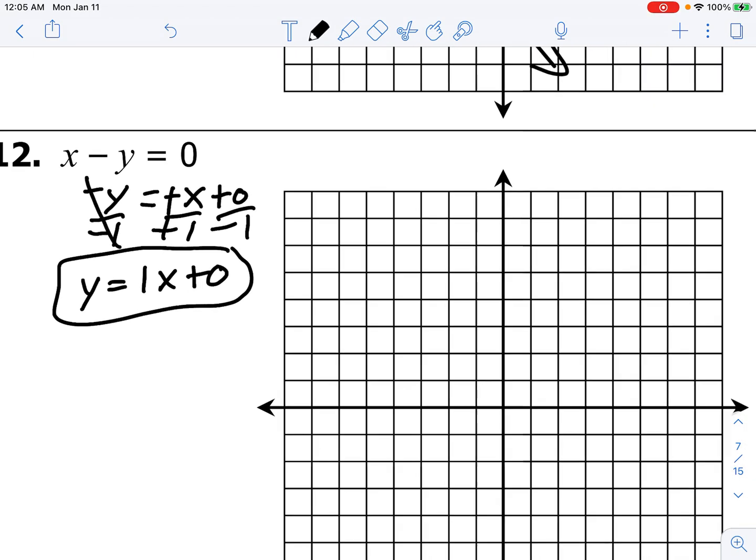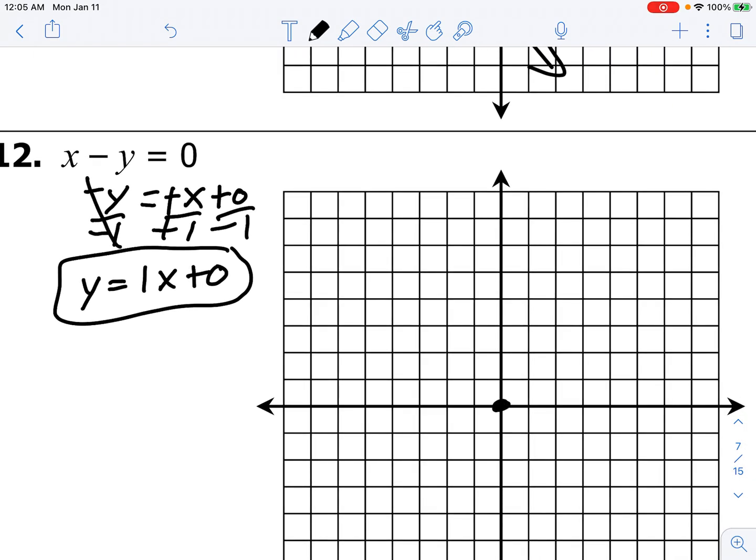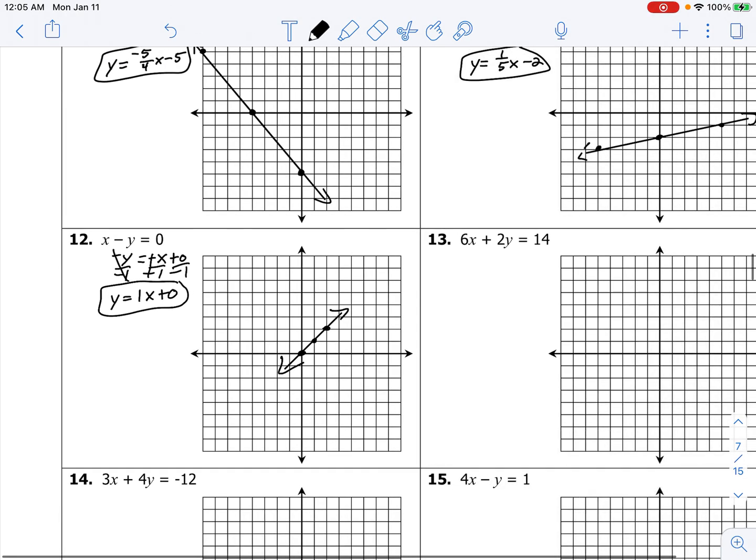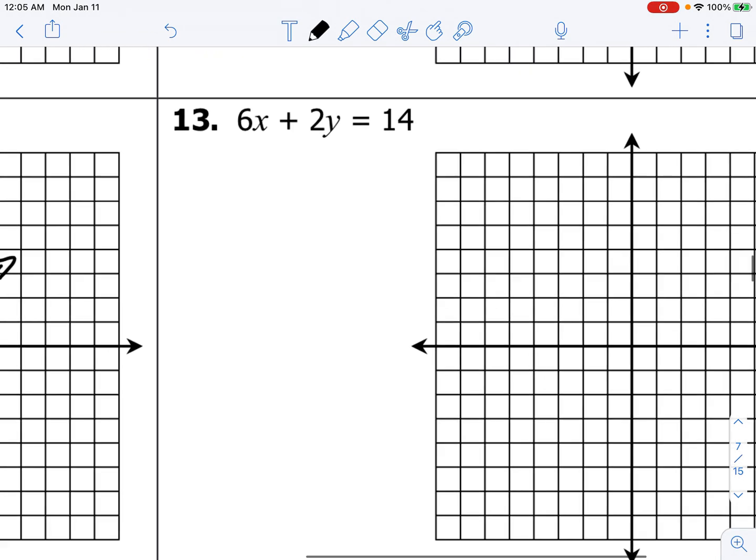All right. So plot it at 0. And then real simple. Up 1, right 1, up 1, right 1, and done. Really, really easy problem. All right, number 13.